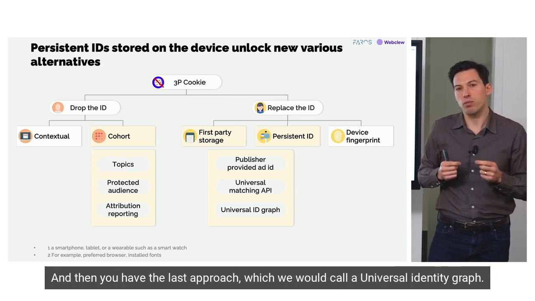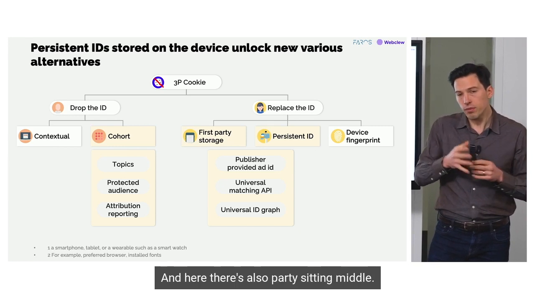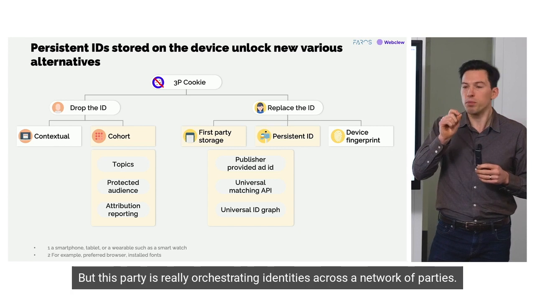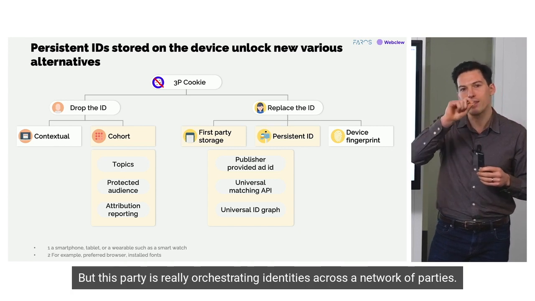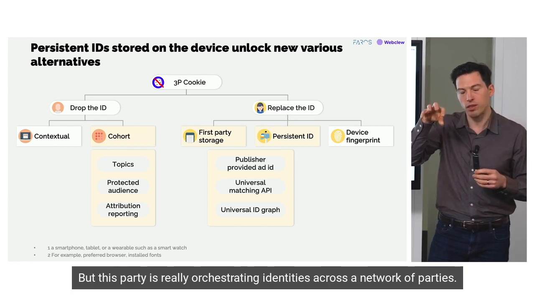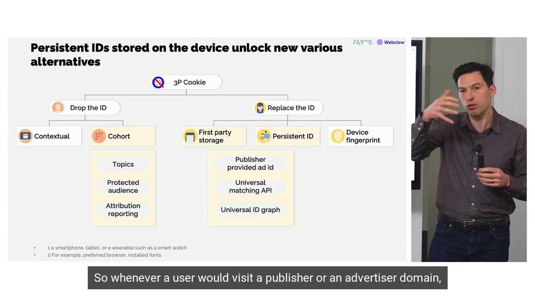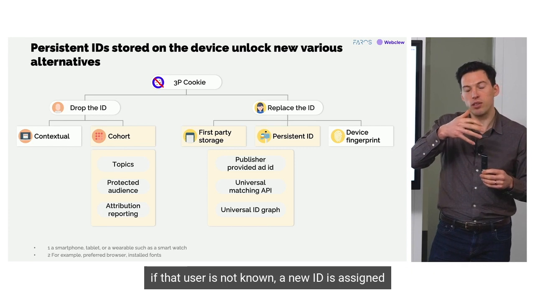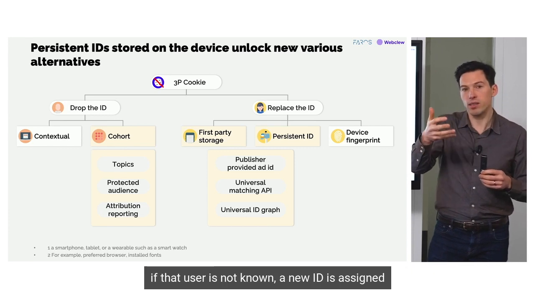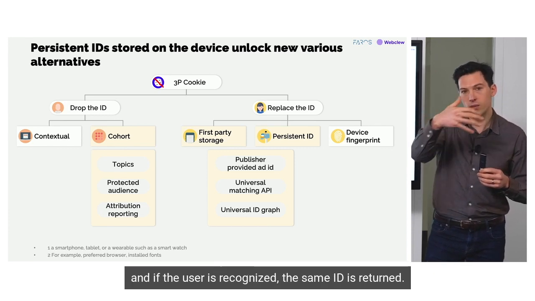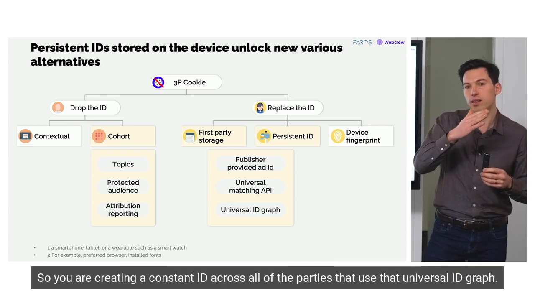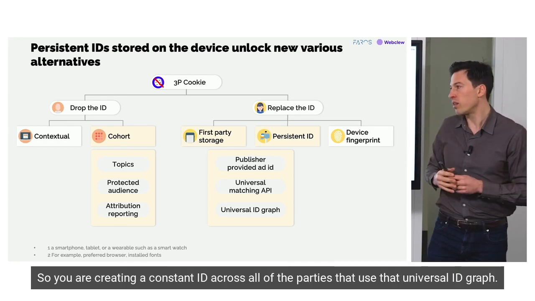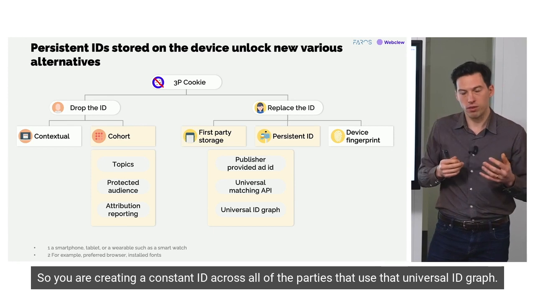And then you have the last approach, which we would call a universal identity graph. Here there's also a party sitting in the middle, but this party is really orchestrating identities across a network of parties. Whenever a user visits a publisher or an advertiser domain, if that user is not known, a new ID is assigned, and if the user is recognized, the same ID is returned. So you're creating a consistent ID across all of the parties that use that universal ID graph.